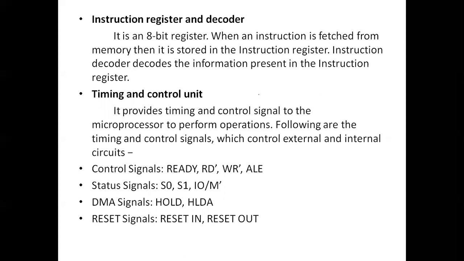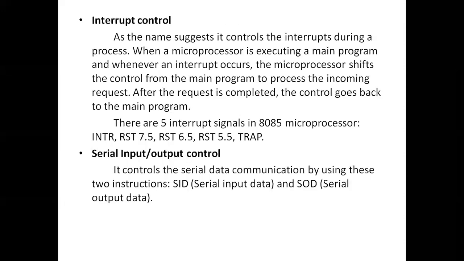Timing and control unit, it provides the timing and control signals. So here the control signals are read, write, and ALE. ALE stands for address latch enable. Status signals are S0, S1, and IO/M. DMA signals are HOLD and hold acknowledgement. Reset signals are reset in and reset out. These are the timing and the control unit signals.